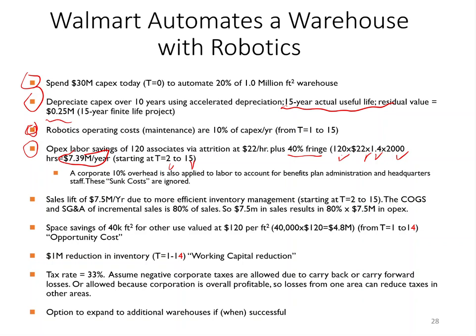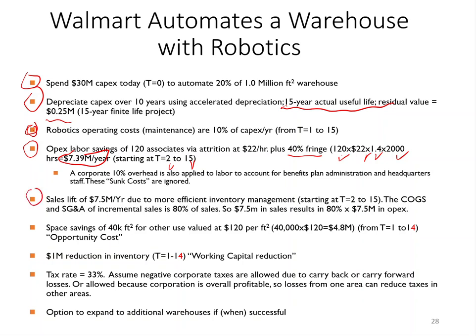A corporate 10% overhead is also going to be applied to labor, but we're going to ignore that. So when HR tells us they're going to apply a 10% overhead to account for, say, the fixed cost of administering HR benefits, we're going to ignore that.